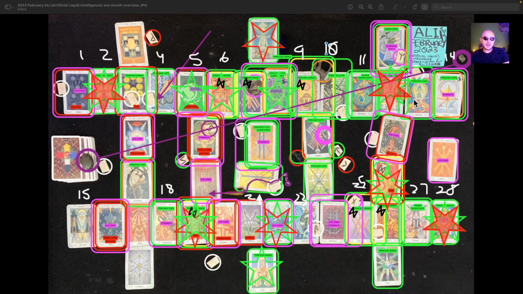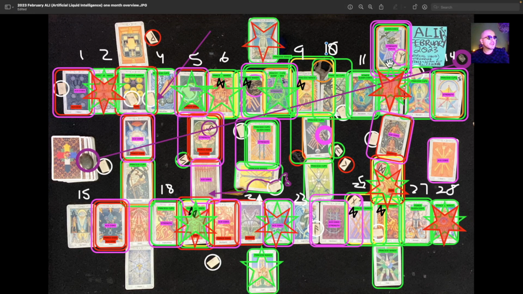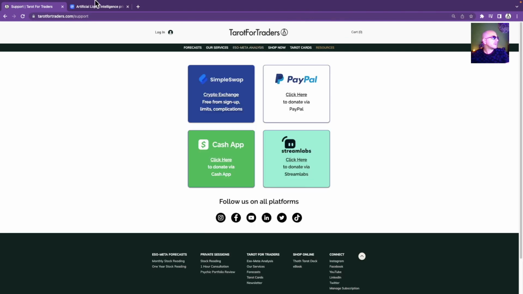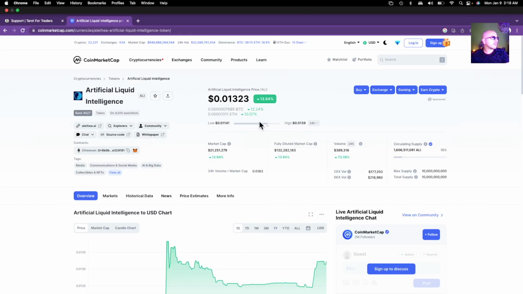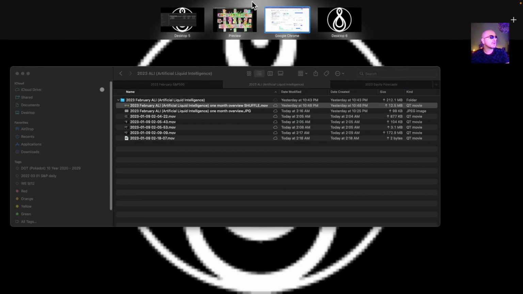This is the ALI 1 month overview reading for February 2023. It's currently January 9th, 2023, 2:18 a.m. Eastern Time. And at the time of this reading, ALI is currently 0.01328 cents.